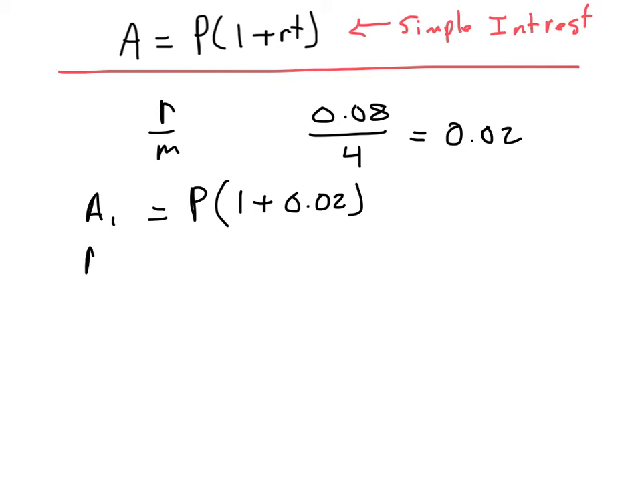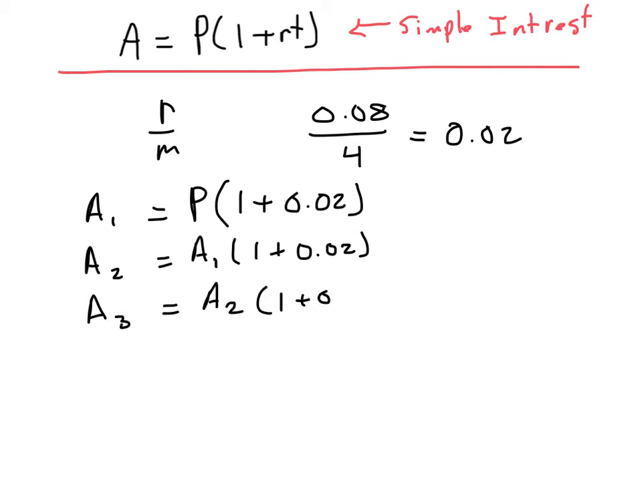Then the second time, we'll take the A1, which is our accumulated amount, and we'll compute the interest again. And then the third time, we'll take the second amount and compute the interest again. And then finally, we'll take that third amount and we'll compute the interest one last time. So we've done that 4 times during the year.